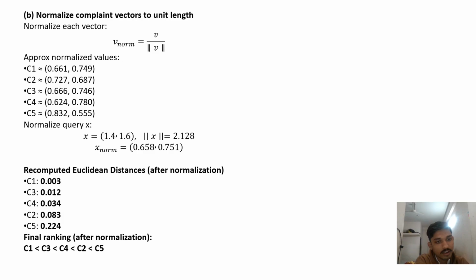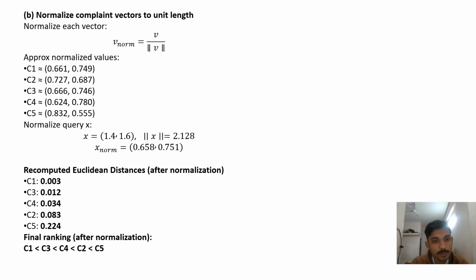The B part also says that we have to recompute the Euclidean distance after normalization. After normalization, our query point changes to 0.658 and 0.751, and we apply the Euclidean formula between all the complaints and this new query point. So the rank goes C1 less than C2 and like this. Okay, fine. That's all for this particular B section.